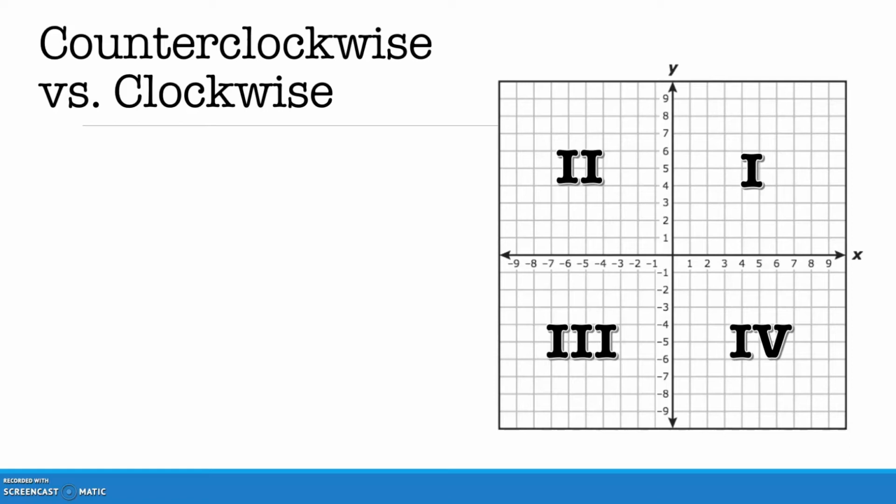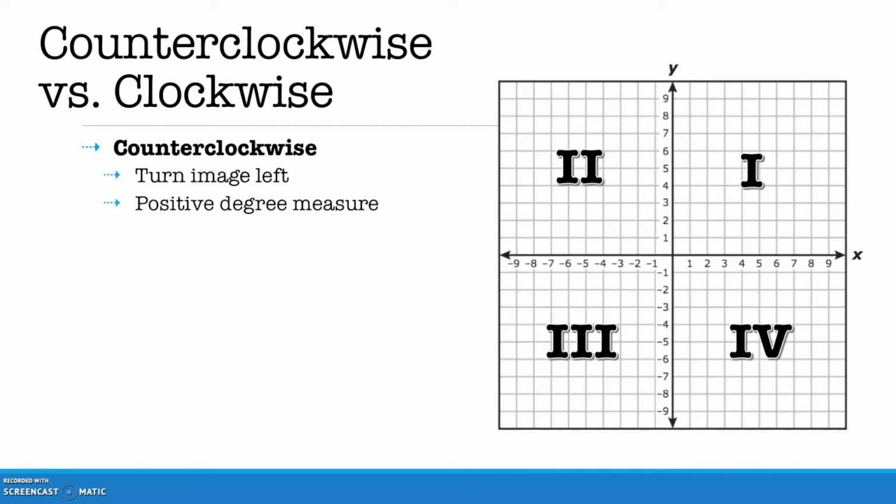So in the very first quadrant, which is in the top right-hand corner, moving from first to second quadrant, we are moving to the left. So when we are rotating an image counterclockwise, turning the image to the left, will actually give us a positive degree measurement. Starting at the x-axis will represent 0 degrees. Moving once to the left is 90 degrees, twice is 180 degrees, 3 times 270 degrees, and 4 times is 360 degrees, or back to the original.